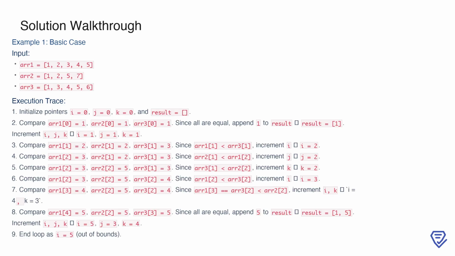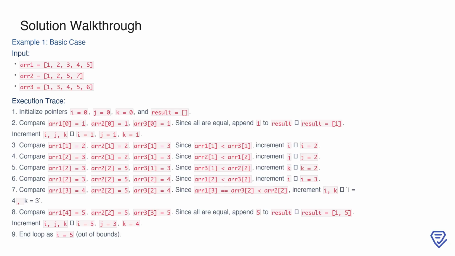First, we compare the elements at the current pointer positions, ARR1[0] equals 1, ARR2[0] equals 1, and ARR3[0] equals 1. Since all 3 values are equal, we add 1 to the result and increment all 3 pointers. Now i, j, and k are all at position 1. Next, we compare ARR1[1] equals 2, ARR2[1] equals 2, and ARR3[1] equals 3.